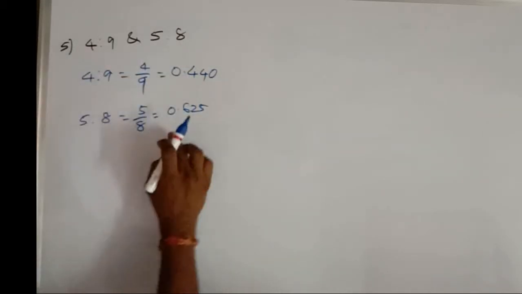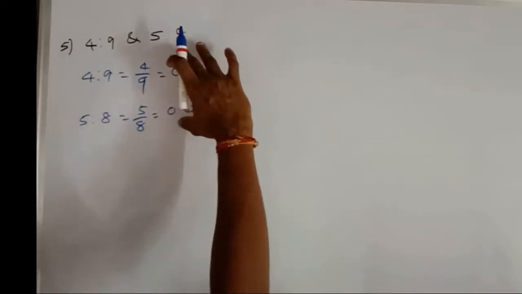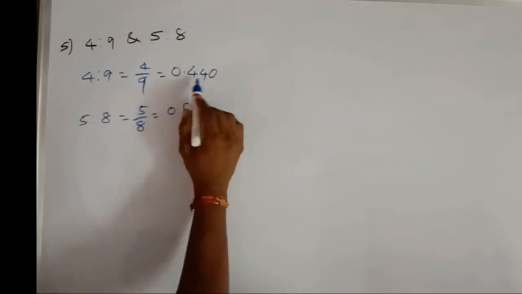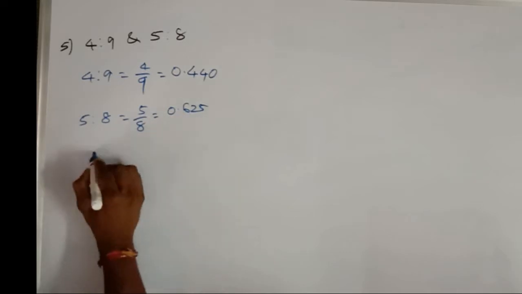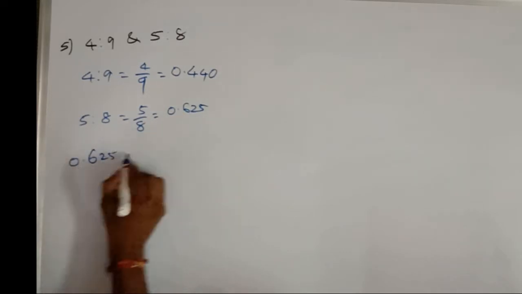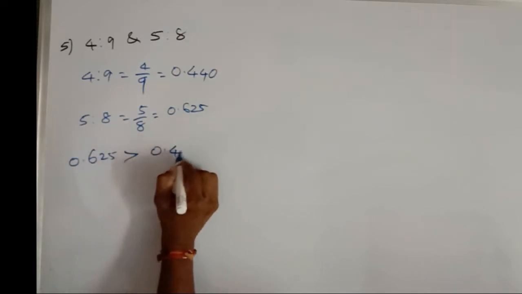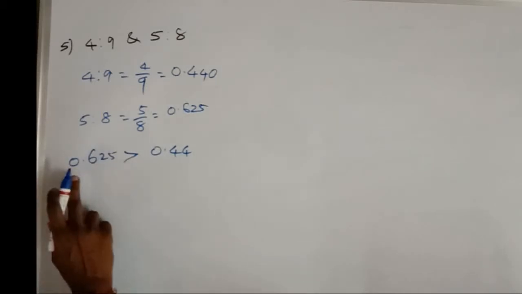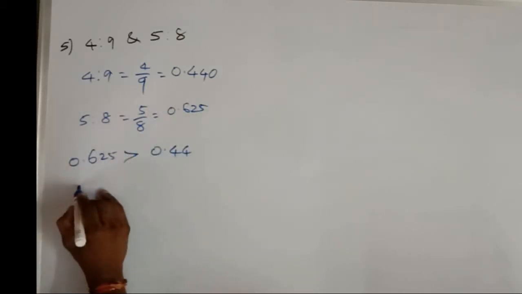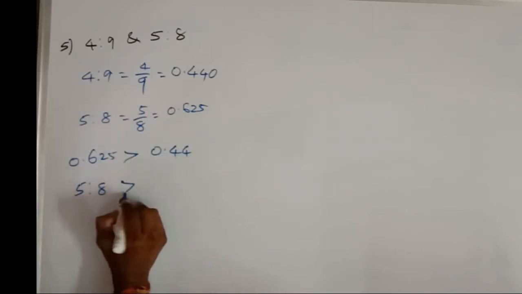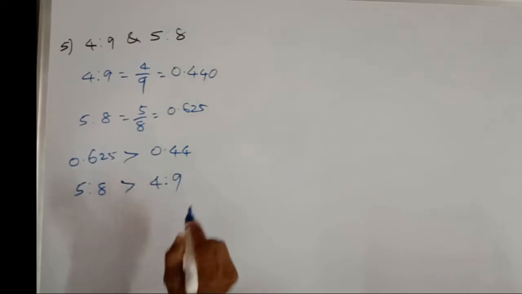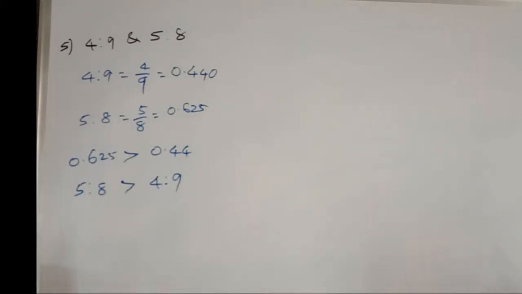Now compare. Before the decimal there is 0 and 0, so I am going to compare only the values after the decimal: here it is 440 and here it is 625. So 0.625 is greater than 0.44. That means 5 is to 8 is greater than 4 is to 9. In this way we can compare. Otherwise, you can take the LCM of 9 and 8, that is for 4 by 9 and 5 by 8, and make equivalent fractions.